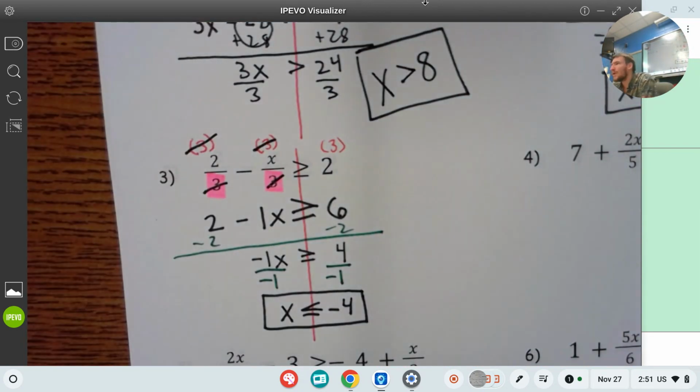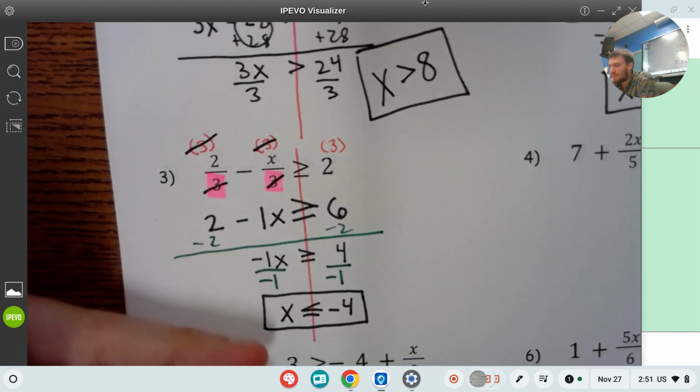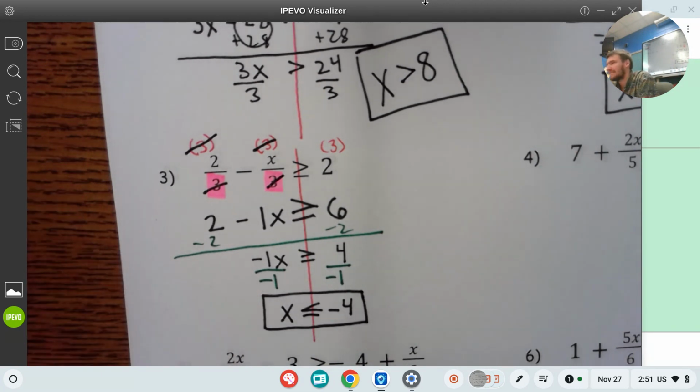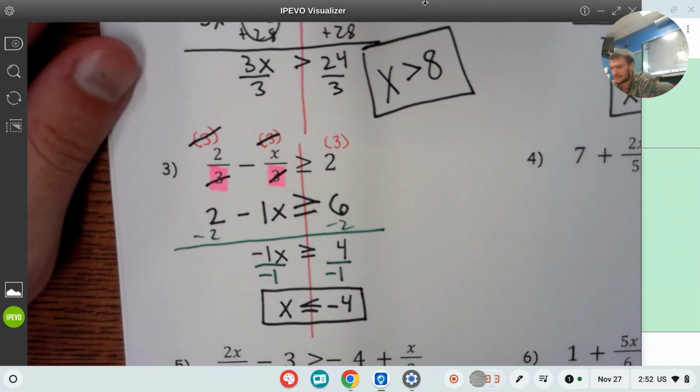And hopefully you're thinking to yourself, we've done all this before. Like the fraction stuff is over in like 10 seconds. And then you got one thing to remember. Did you divide by a negative? That's the one thing going on there. Okay.